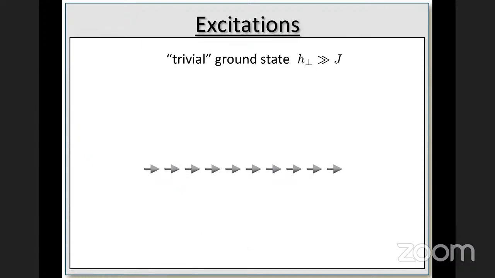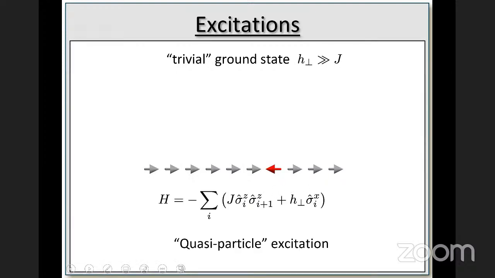Now at large fields, the spins align along the field. And so you can ask, what are the excitations? It turns out the elementary excitations are single spin flips. In condensed matter, we call these quasi-particle excitations, because if you think about where the energy density of the system is localized, it's localized just where this red spin is. And importantly, a single spin flip can create this localized excitation.